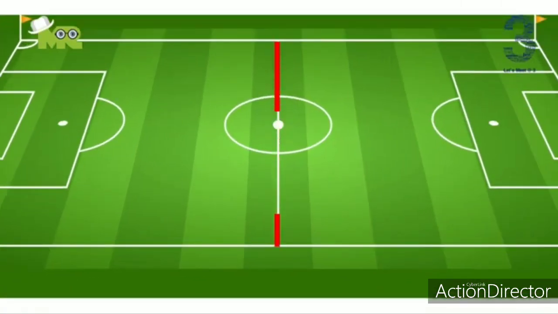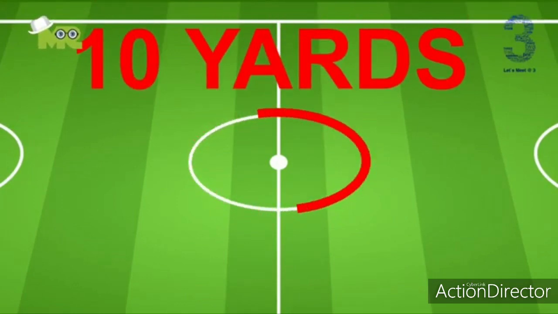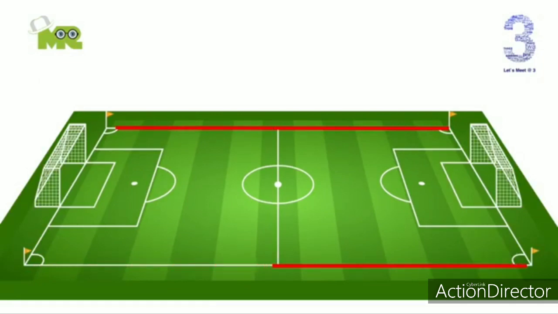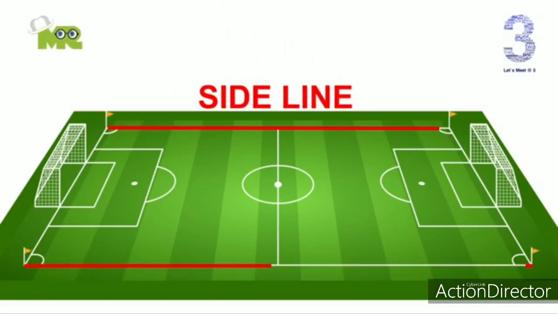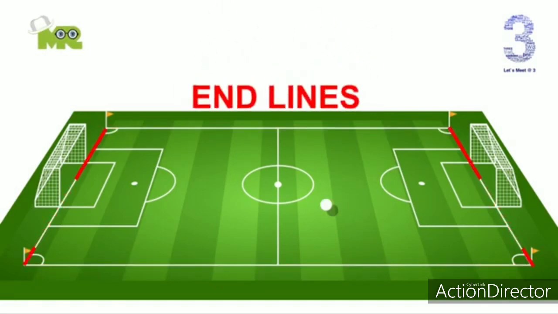At the middle of the field is the center line, which cuts the field in half. At the very center of the field is the center circle. The circle is 10 yards in diameter. The boundary of the field is drawn with lines. The lines on the sides, or the long side of the field, are called the touch lines, or sidelines. The lines at the end of the field are called the goal lines, or end lines.